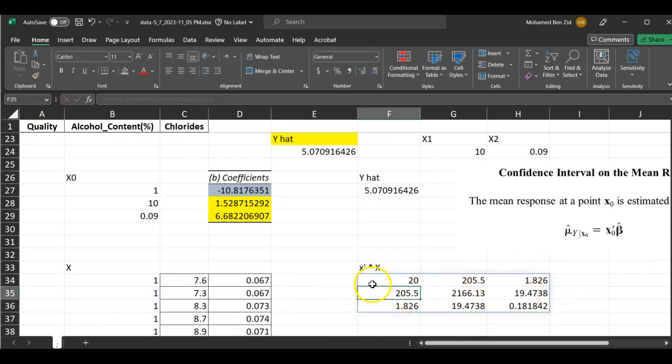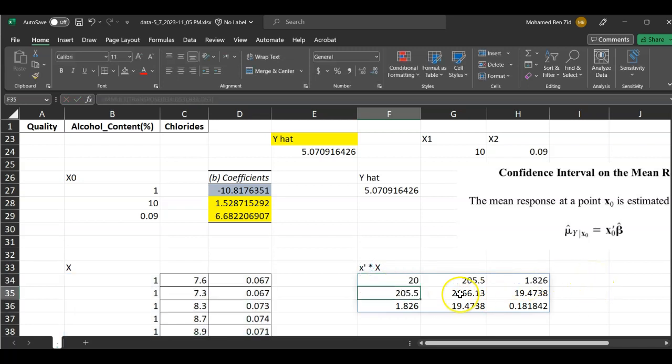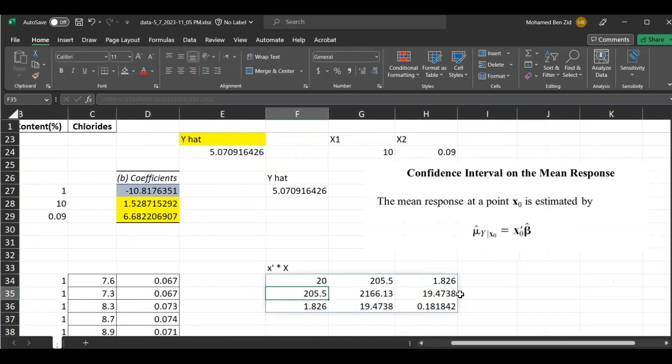Okay, so this is our matrix. So let me put: multiplication of matrices, transpose of the matrix x times the matrix x, right? And those are the values of x prime times x.